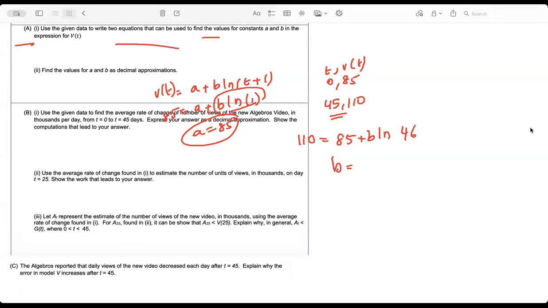See, the last question says, the analysts reported that the daily views of the new video decreased each day after t equal to 45. Explain why the error in model V increases after t equal to 45.